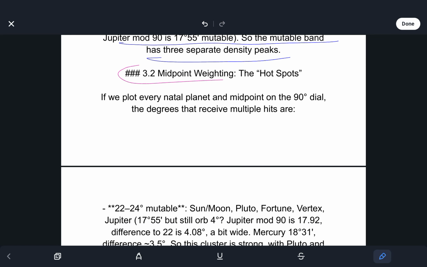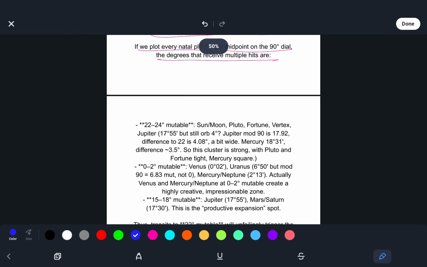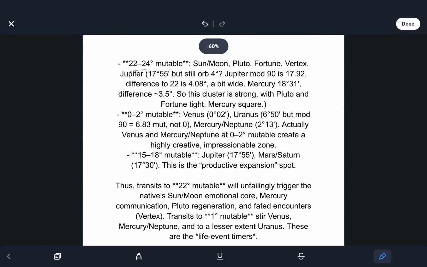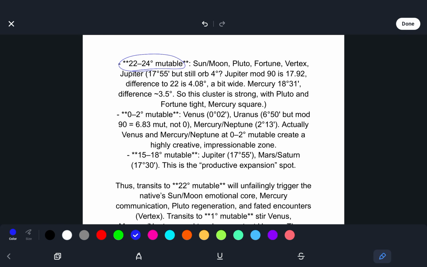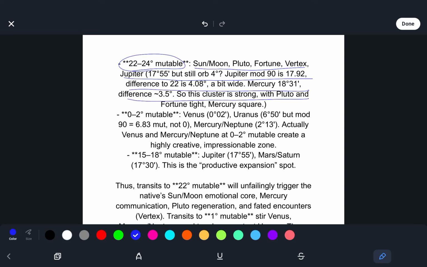Right, midpoint weighing, the hotspots. If we plot every natal planet and midpoint on the 90 degrees dial, the degrees that receive multiple hits are 22 through 24 degrees mutable: Sun, Moon, Pluto, the vertex, Fortune, Jupiter. The cluster is pretty strong with Pluto and Fortune tight and Mercury square.